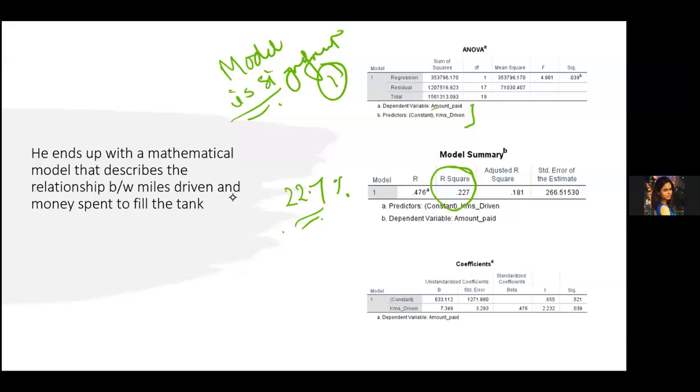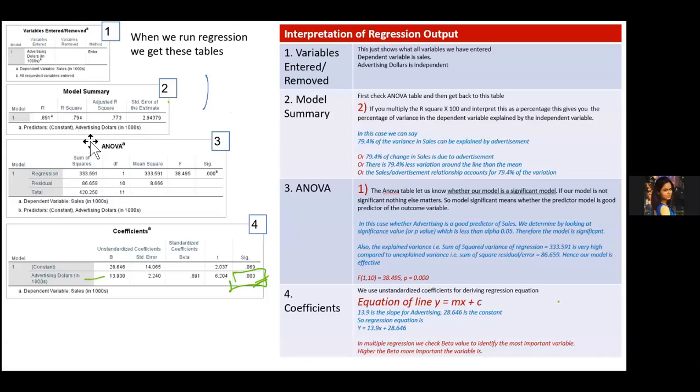Okay, I'll show you that slide again. So here, 79.4% of change in sales is due to advertisement, or 79.4% of the variance in sales can be explained by advertisement. So R square tells the variance that can be explained, the change in the dependent variable that can be explained using the independent variable. So read it like this. It's the variance.